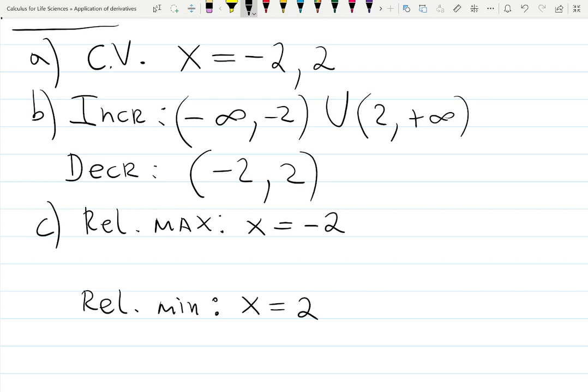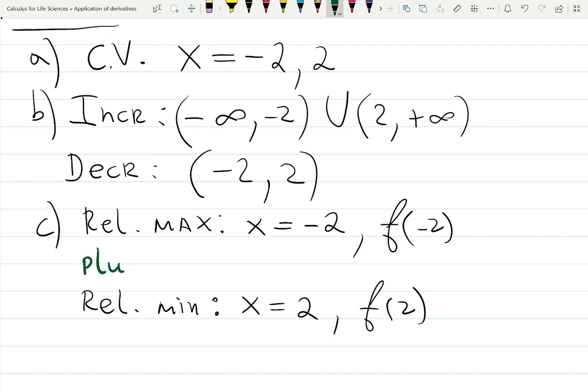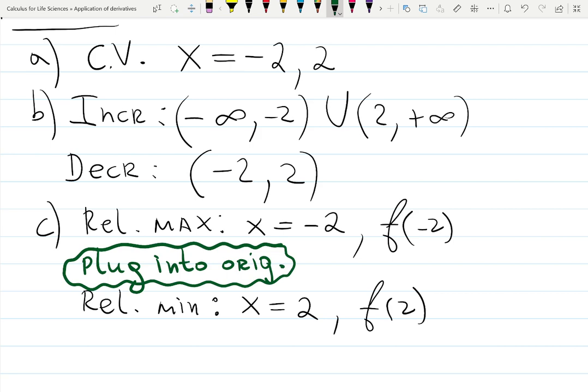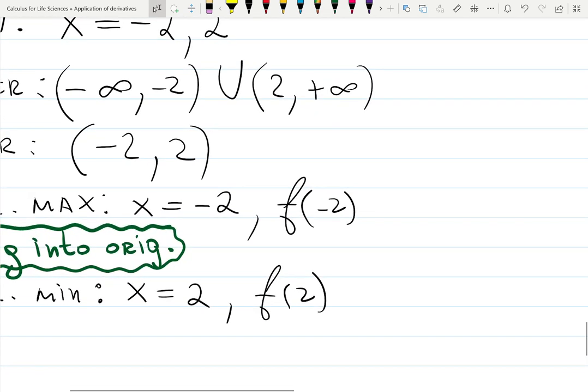But we also, as the scientists, need to know how high the function went and how low the function went. So your profit has minimum in July. Well, how low is it? Is it that bad or just not that bad? So we need to find f at minus 2 and f at 2. That is plug into original. This is always the same step at the very end. We want to know how high or how low my maximum and minimum goes.